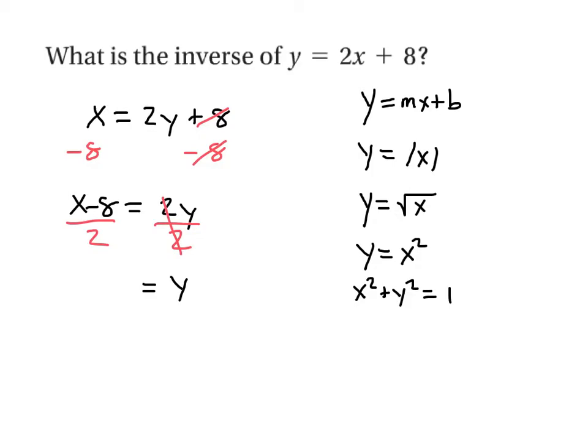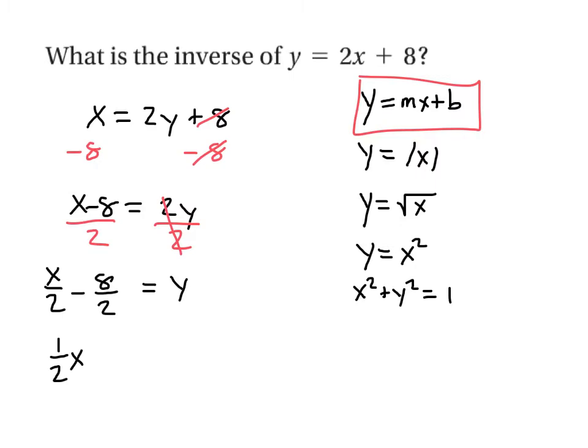With me? Okay. Well, I like my lines written in slope-intercept form. So therefore, I'm going to break that apart. This is x divided by 2 minus 8 divided by 2. Okay? X divided by 2 is the exact same thing as saying 1/2 x. 1/2 times x is the same thing as x divided by 2. Yes? And then what is 8 divided by 2?